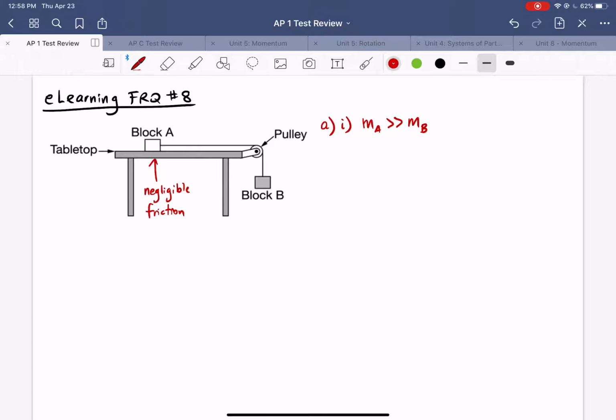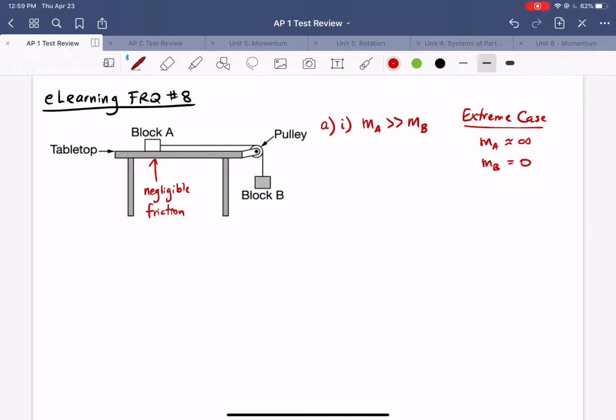All right, so anytime you're asked to think about a situation where some quantity is either very, very large or very, very small, it's helpful to think about what would happen in the extreme limiting cases. So in this case, if we're comparing two masses, the extreme limiting case of mass of A being larger than mass B would be something like the mass of A being infinite, or equivalently the mass of B being 0. So if either of those were the case, then this system would actually not accelerate at all.